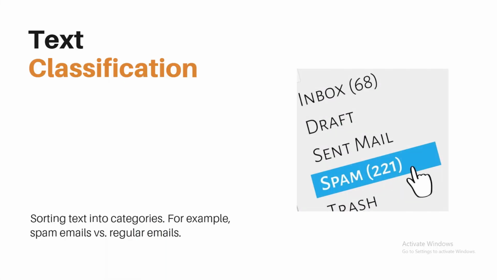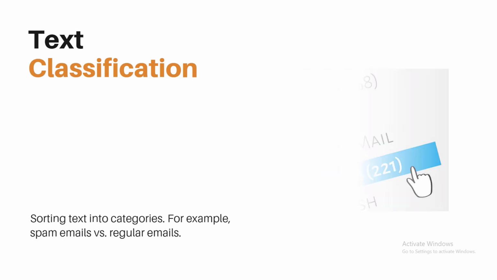Text classification is another exciting feature of NLP. So by using these models, we are able to sort or divide text into different categories. And this is being used by email applications to sort spam email from regular emails.